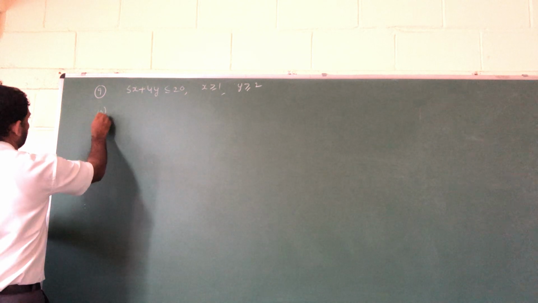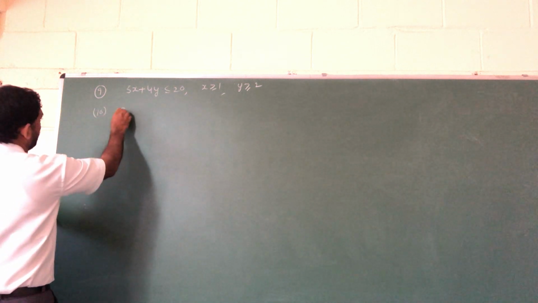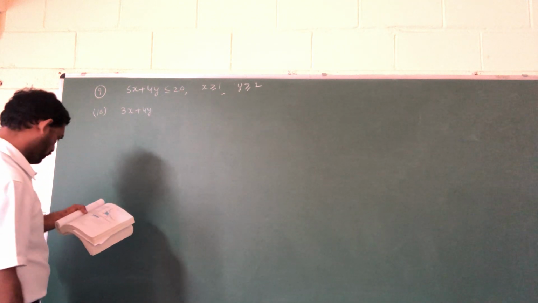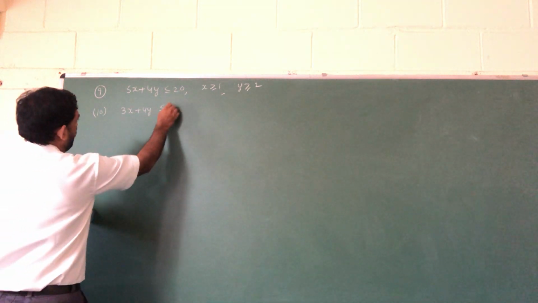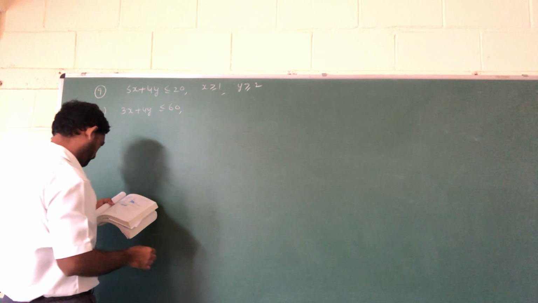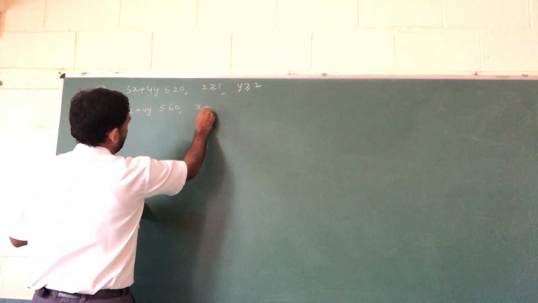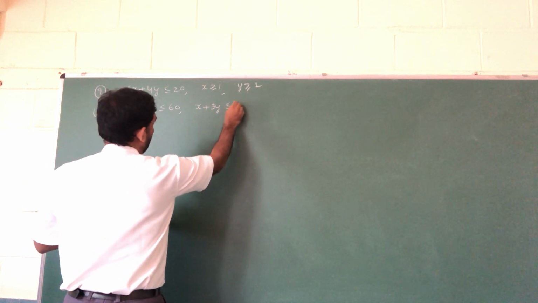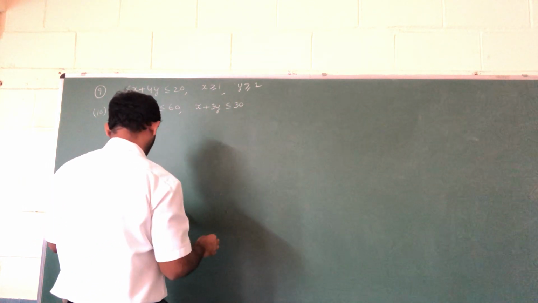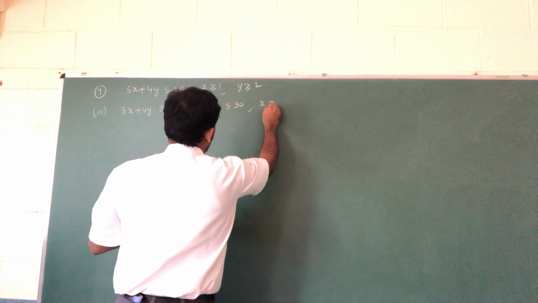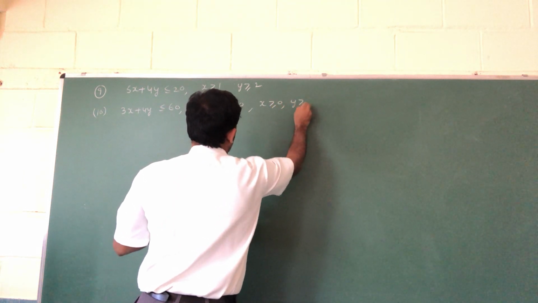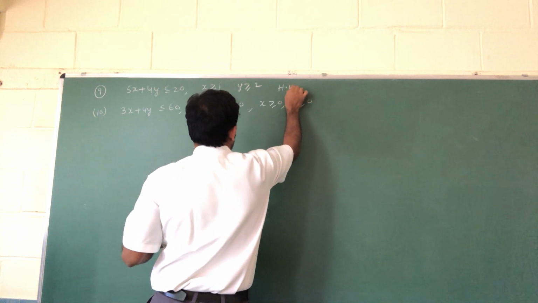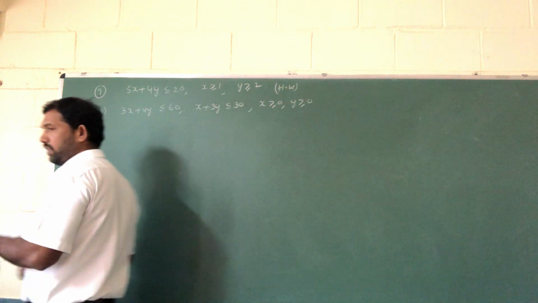10th one: 3x plus 4y less than or equal to 16, x plus 3y less than or equal to 13, comma, x greater than or equal to 0, y greater than or equal to 0. So the 9th one you do as homework.